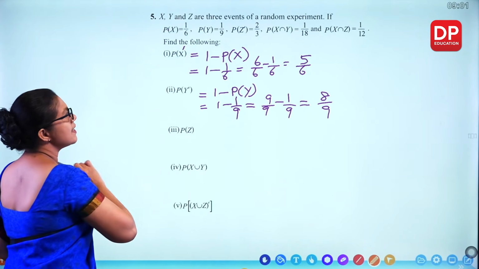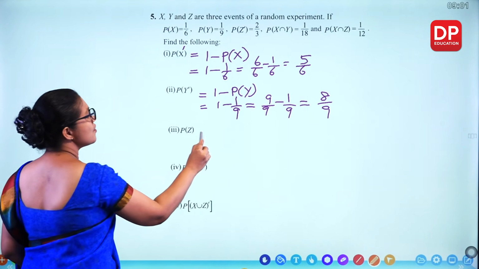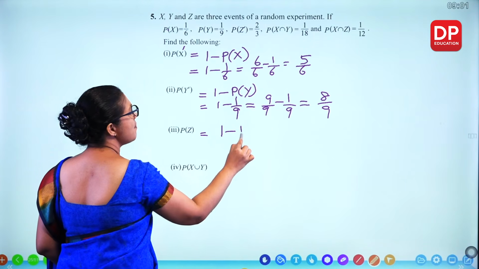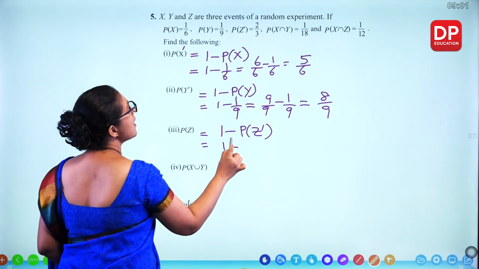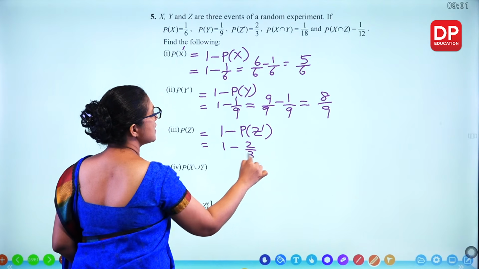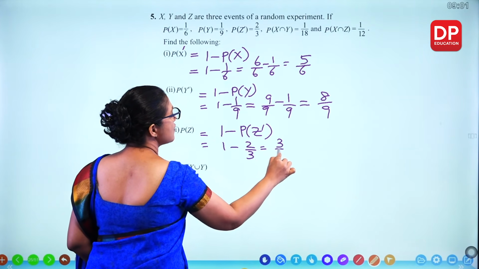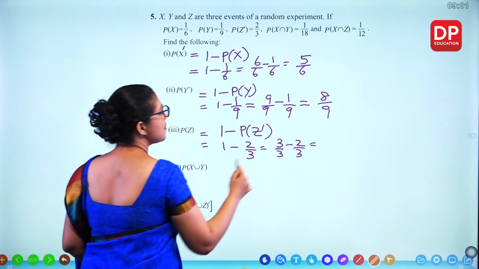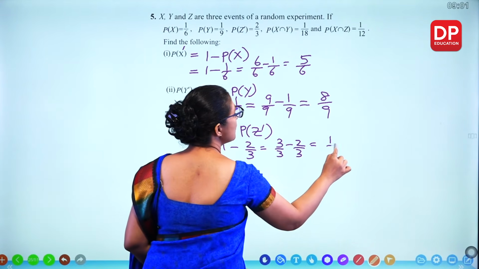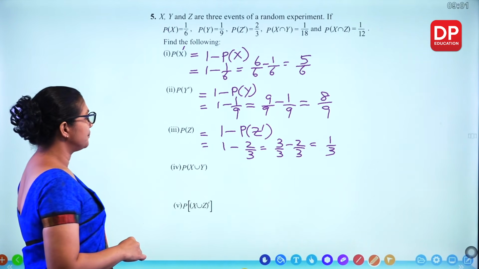P, Z. Z dash is given. So how can we write down? 1 minus P Z dash. 1 minus 2/3. 1 I can write 3 over 3 minus 2/3. That becomes 1 over 3.